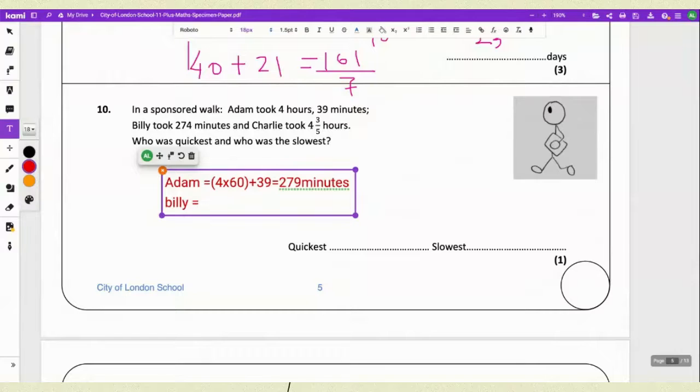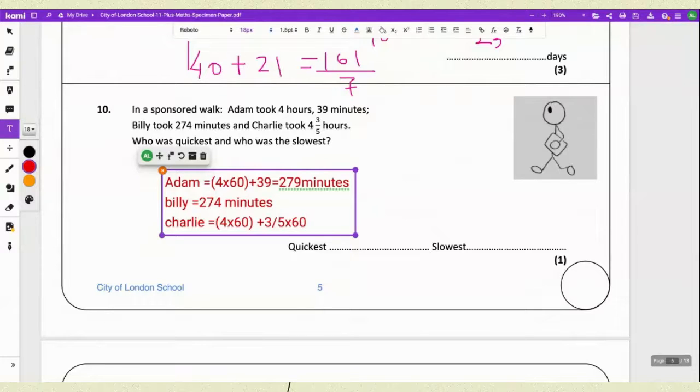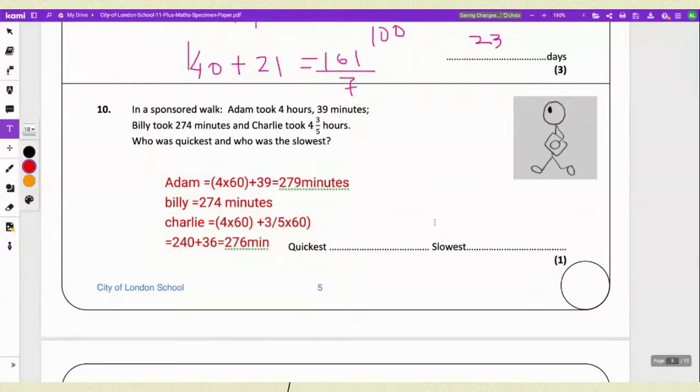There are three of them: Adam, Billy, and Charlie. Billy is already given to you. That's the easy one, so we'll just write what's given to us. Now we need to find Charlie. Charlie would be 4 multiplied by 60 plus 3/5 multiplied by 60. That gives you 240 plus 36, which equals 276 minutes.